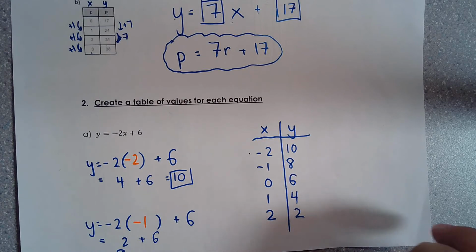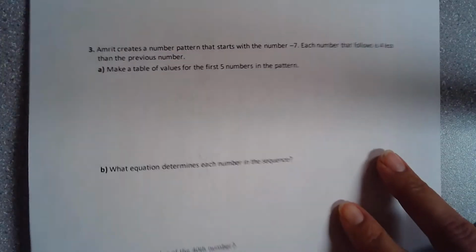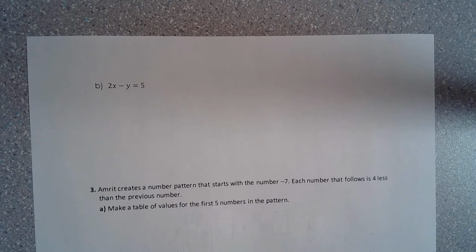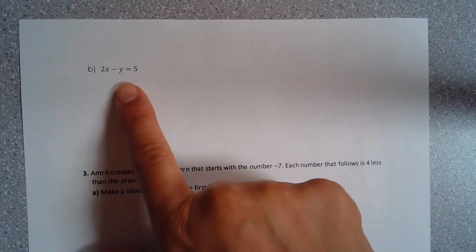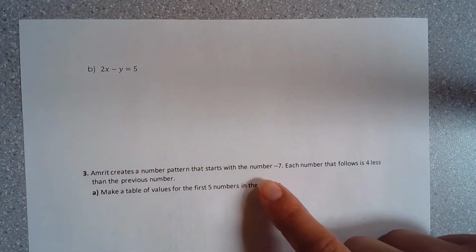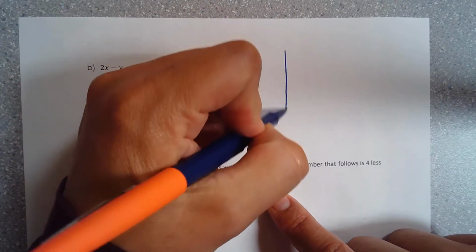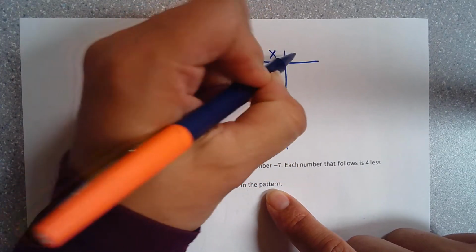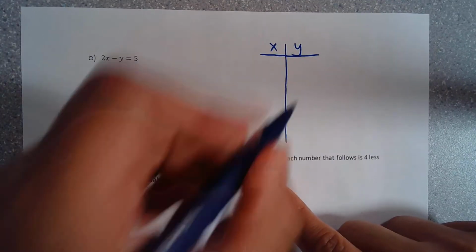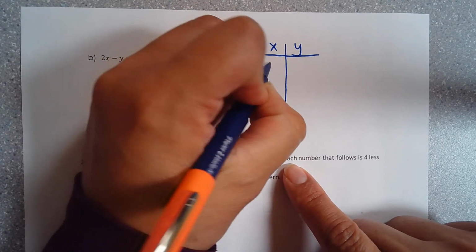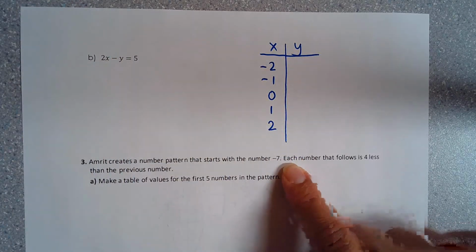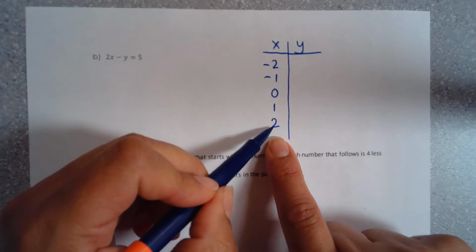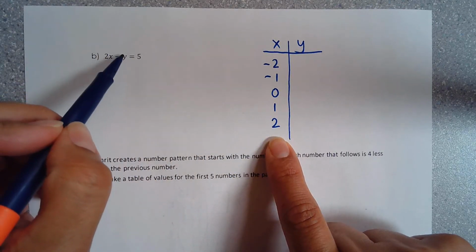So I'd like you to pause the video and try the example B. Actually, no, I'm going to go over this example with you guys as well. So in example B, same thing. I want to create a table of values. And the x values that we always use are -2, -1, 0, 1, and 2. And now I'm going to plug those x values in to determine my y value.